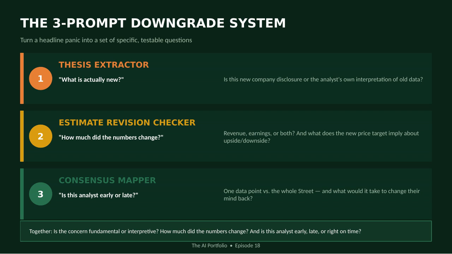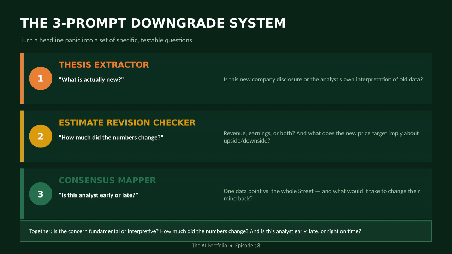Prompt 3, the consensus mapper. One analyst's opinion is just one data point. The more important question is whether this downgrade is a leading indicator, one analyst seeing something before the rest of the street does, or a lagging indicator, the last analyst finally giving up after everyone else already moved.